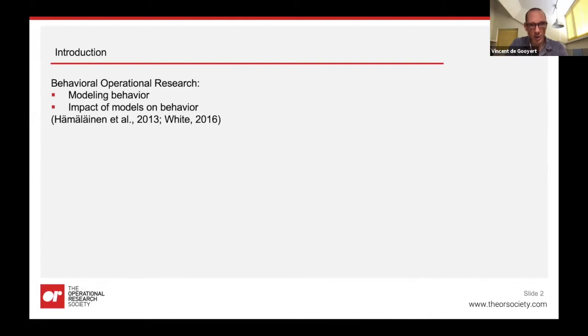Yeah, behavioral operational research is about behavior in general. It works in several ways. The implications of behavior on models, but also the other way around. How can we model behavior? What happens if humans start using the models that we've produced? But also what happens if we try to model humans as part of the systems that we try to improve.